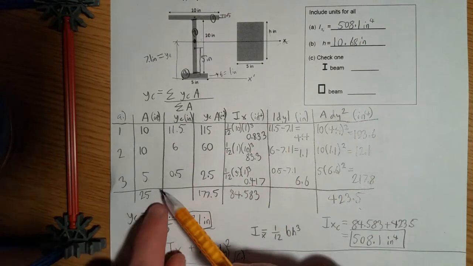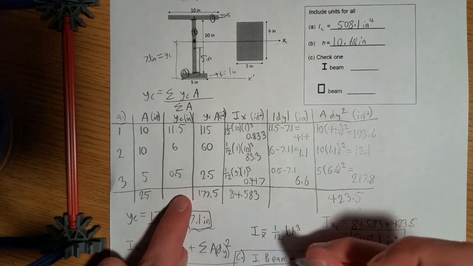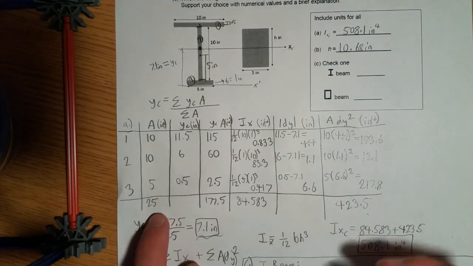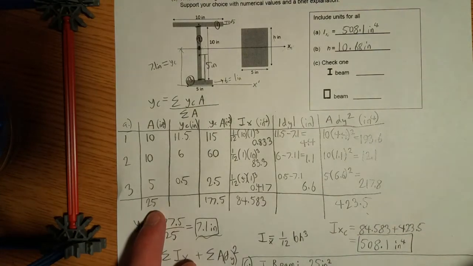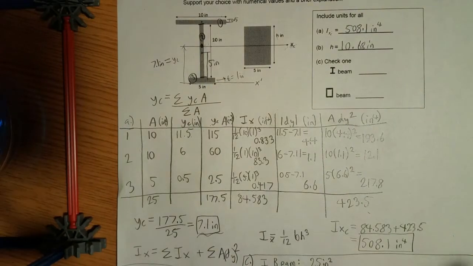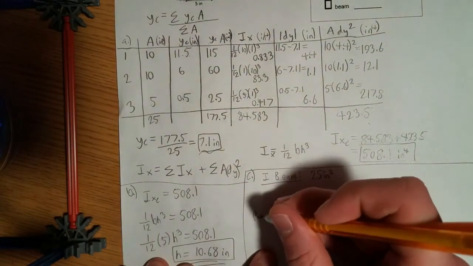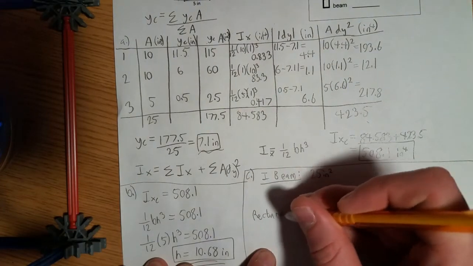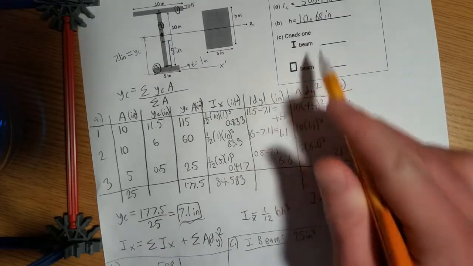Well, we already have the total area for the I-beam. So I'm going to go ahead and write I-beam. And the total area for the I-beam is 25 inches squared. Next, we can go ahead and take a look at the rectangle. Or I guess you could draw it like that, rectangle beam.